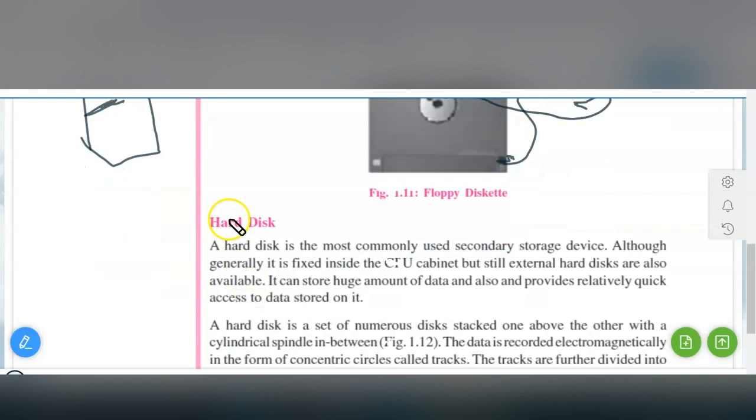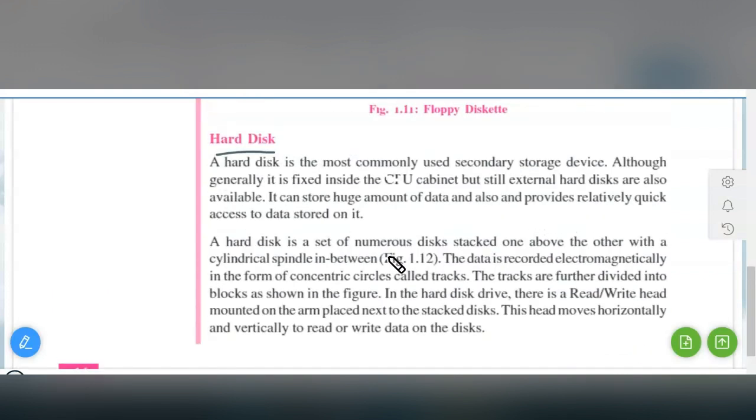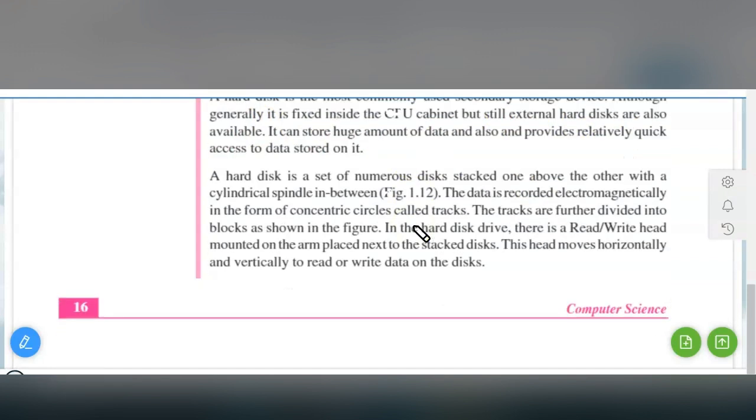Next one is hard disk. A hard disk is a very useful secondary storage device where you can store multiple data and so much information. It can be bought separately outside, and it is also located inside your CPU. It is fixed inside the CPU, but external hard disks are also available.